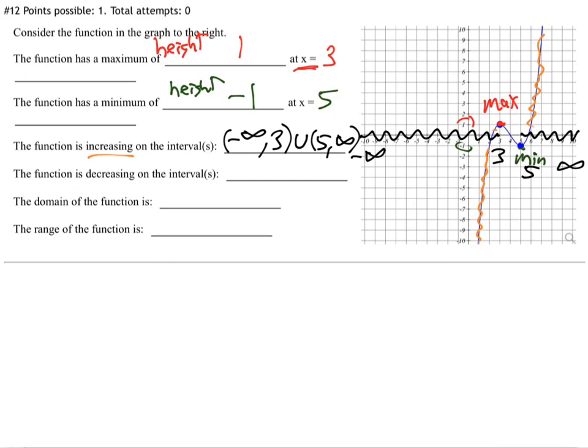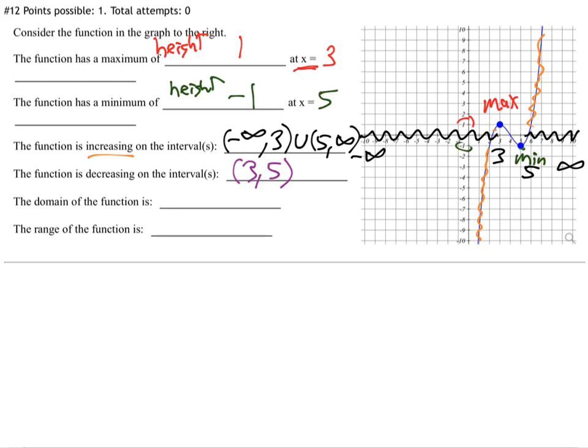And then where is it decreasing? Where's it going down? Well, in between. From 3 to 5. From 3 to 5, it's going down. Would they be brackets? No, all parentheses. All the intervals are always parentheses.